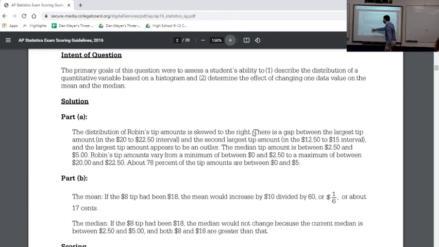And then part B, I showed how this got calculated. I would say to get credit, you should at least say that an amount got added to the total, like the $10 got added to the total, and that the sample size didn't change. Talk about the structure of how the formula works. And then for the median, the median would not change because the current median is here, and both 8 and 18 are greater than that. So we're taking a value above the median and then still putting it above the median. So where the halfway point is doesn't change.